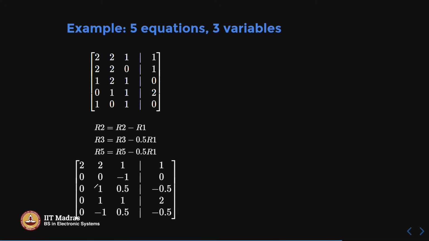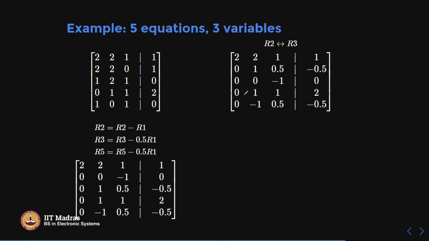Pick one of your favorite rows, 3 or 4 or 5, and exchange it with the first one. I've exchanged R2 and R3. Okay. These two have swapped. So this one has come on top, and this one has come below. And now I have a non-zero pivot here in the 1, 1 location.